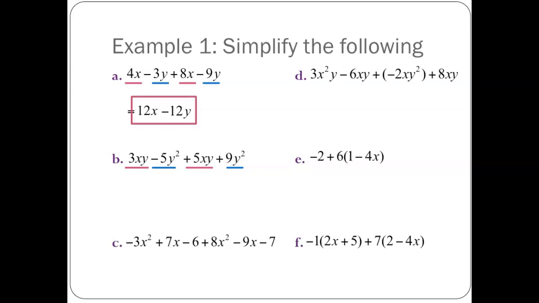Now we can combine like terms. So we have 3xy plus 5xy, that's 8xy. Negative 5y squared plus 9y squared, that is positive 4y squared.